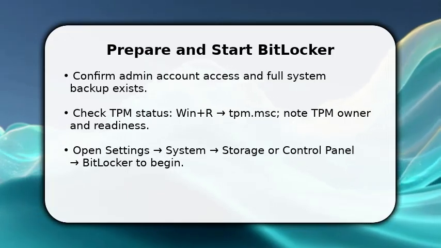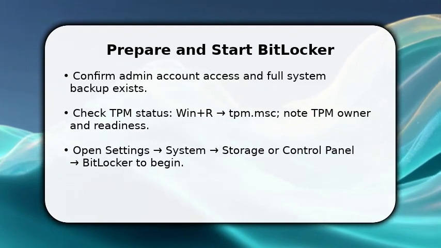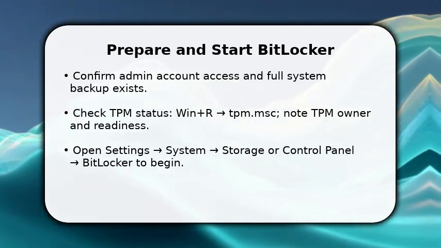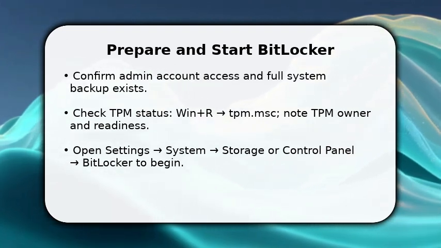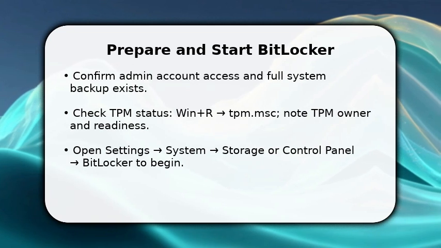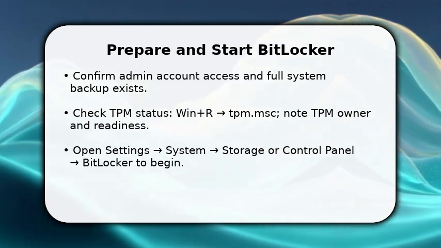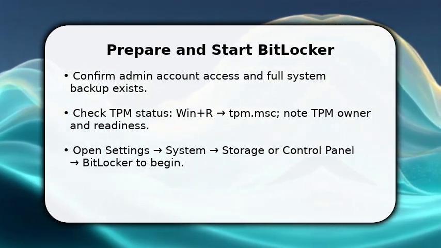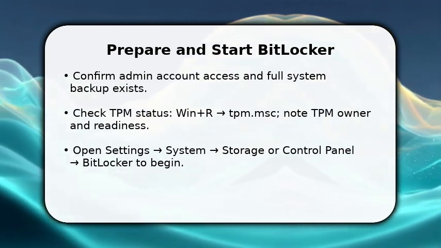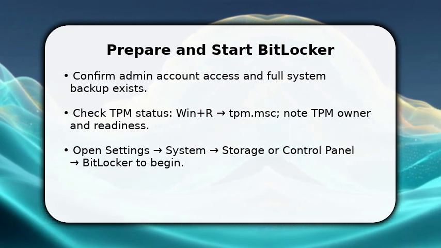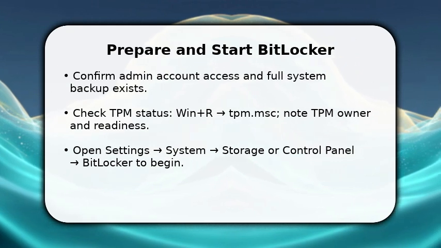You begin by verifying prerequisites. You must be signed into an administrator account and have a recent full backup because turning off BitLocker decrypts the drive. Once ready, check TPM with tpm.msc so you know whether BitLocker used hardware keys. That affects recovery options. Then open Settings or Control Panel and navigate to BitLocker Drive Encryption. Make sure the encrypted volume is the one you want to decrypt, and keep your recovery key accessible before proceeding.